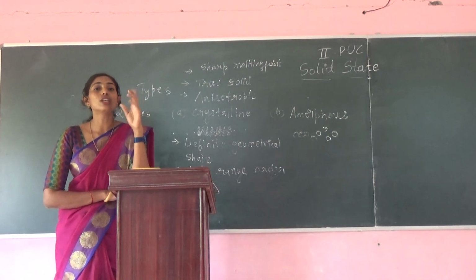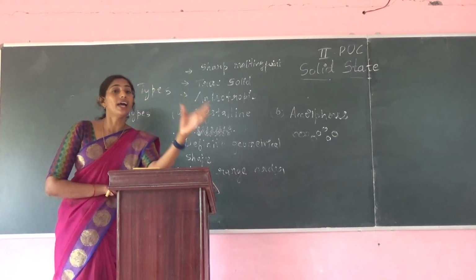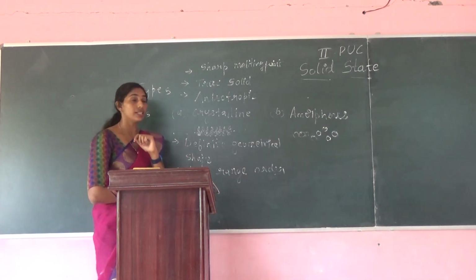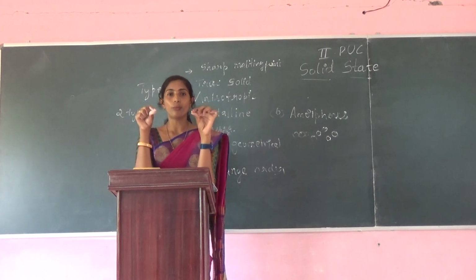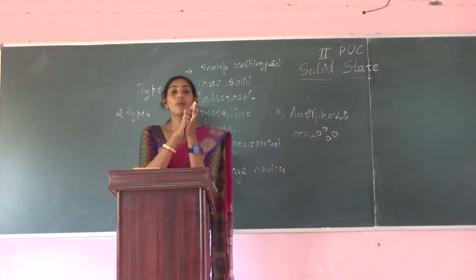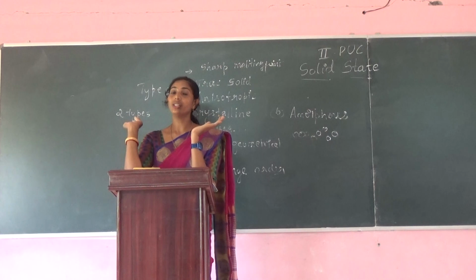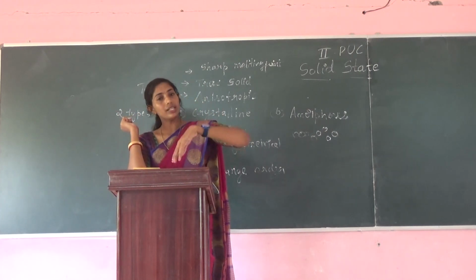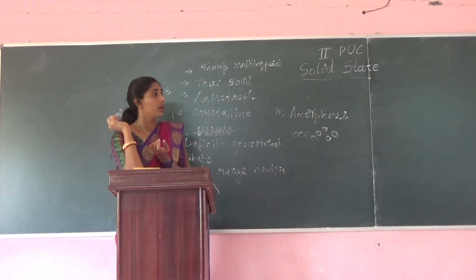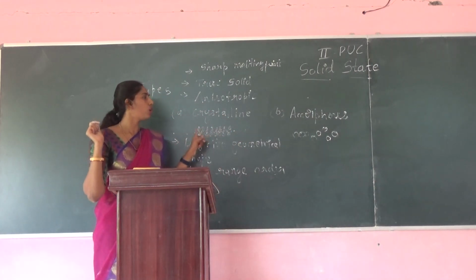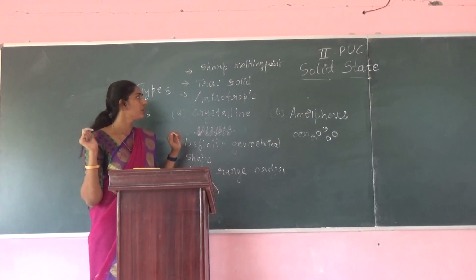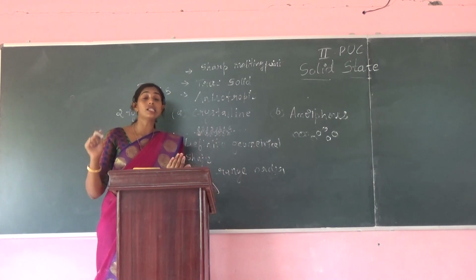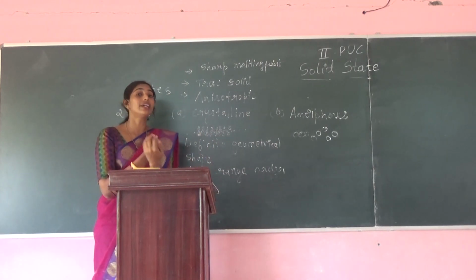What is anisotropy? Isotropy and anisotropy. What is the difference between isotropy and anisotropy? See, isotropy means it's a property, that is the same physical property in all directions. Then it is called isotropic in nature. Even though it is having a long range order and definite geometrical shape, a crystalline solid is anisotropic in nature, that is, different physical properties in different directions.